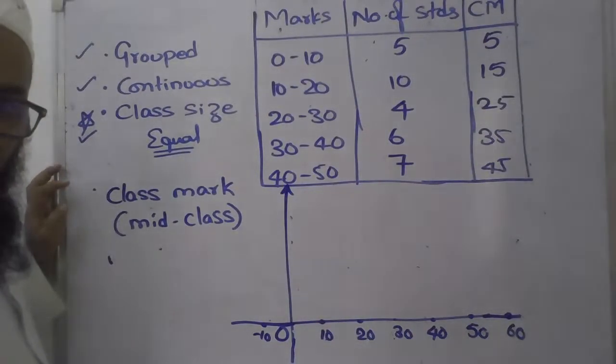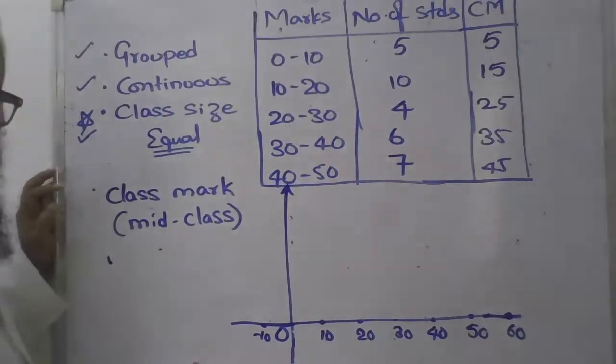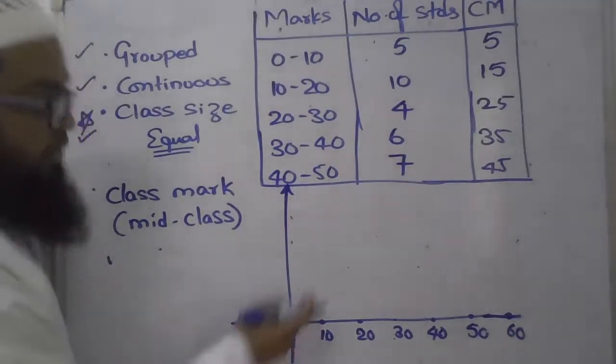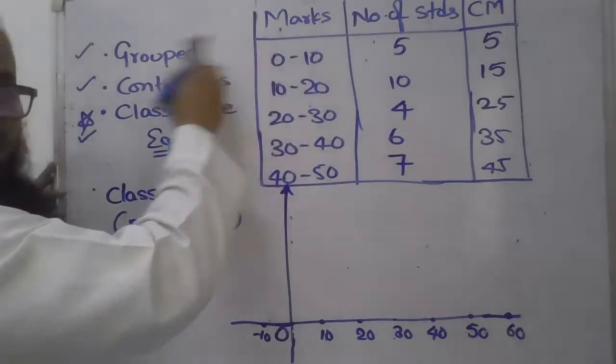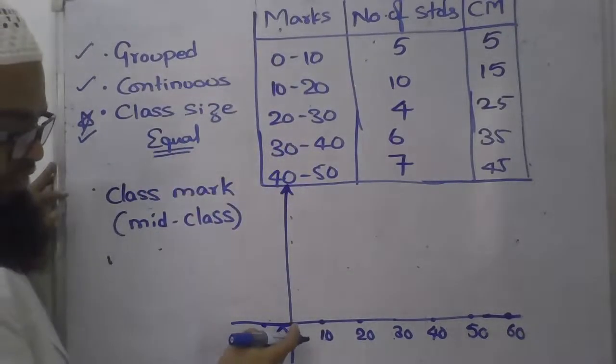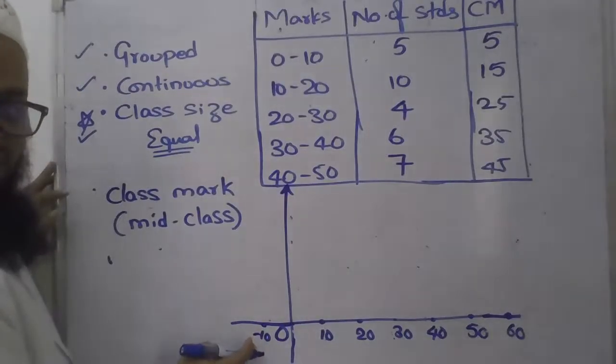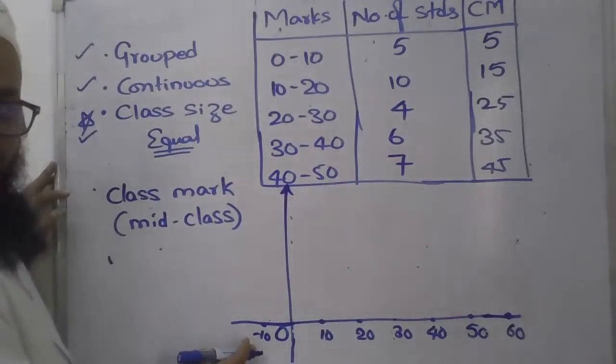That is what I am explaining. Wait. Okay, what are you asking? See, whatever is the lower limit of the first class, subtract the class size from it. 0 minus 10 is minus 10. So write it on the x-axis.